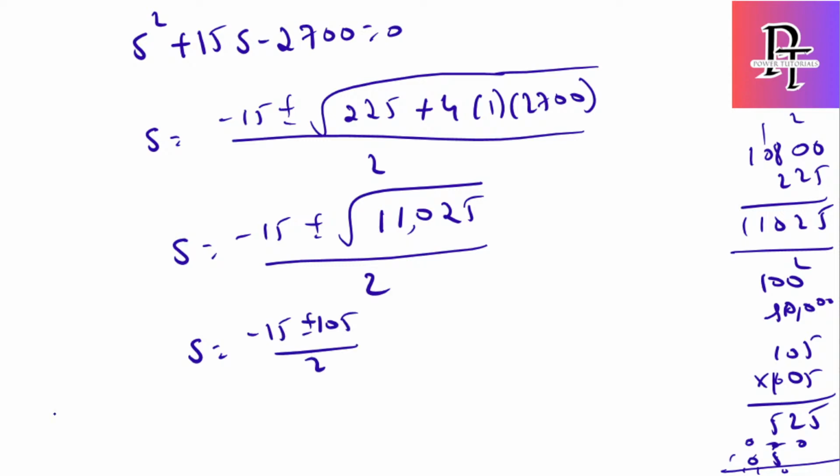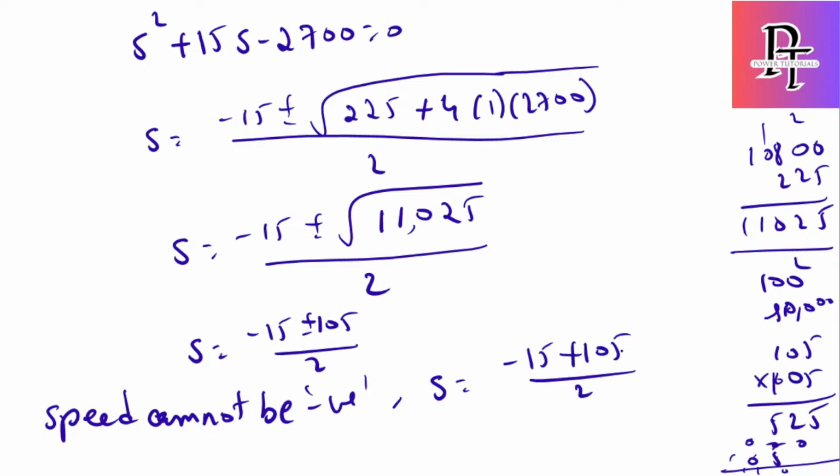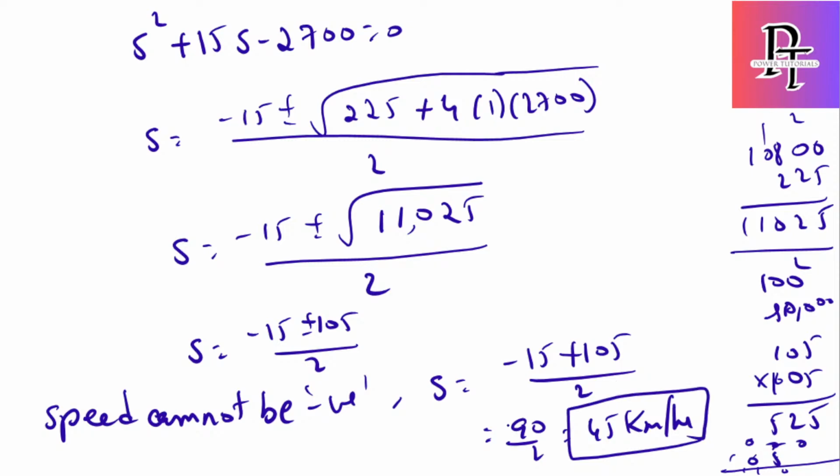Speed cannot be negative. So the only option for speed s is minus 15 plus 105 by 2. So 90 by 2 is 45 kilometers per hour. So it is a little bit lengthy, but if you practice well, you'll get the same answer. Okay, let's go to the next one.